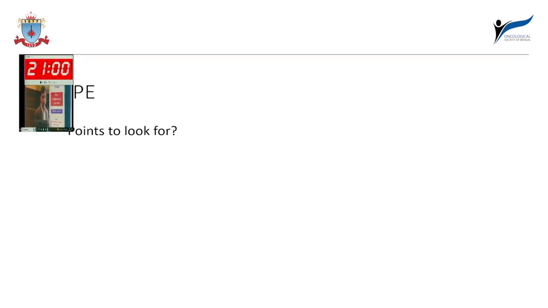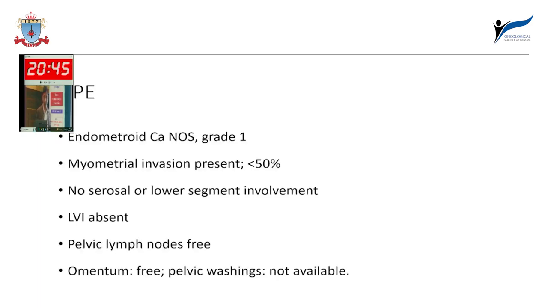So for the HPE, what points should we look for? Dr. Yadav, can you please tell us? We would like to look for the grade of the tumor, the depth of invasion, whether any lymphovascular invasion is there, what the histology is, the status of the lymph nodes, and the washings and omentum if we have done them. All these features we have to see.